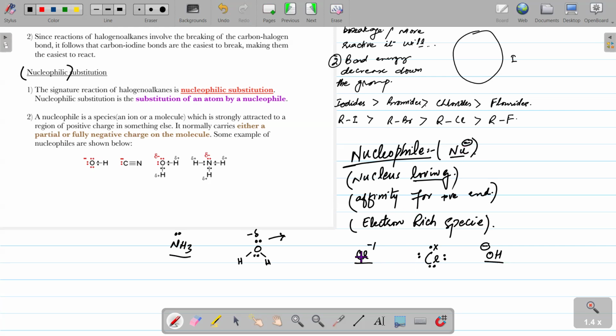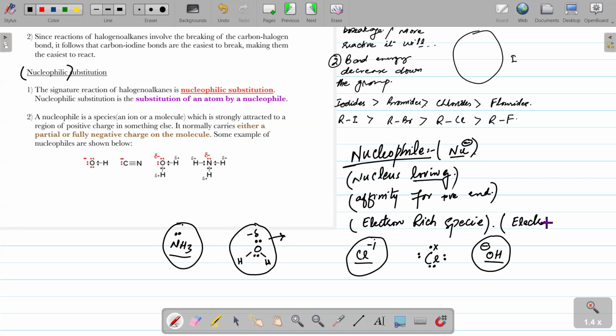So nucleophile can be negatively charged species like these, or it can be a neutral molecule as well, which has extra electrons on it, which can donate a pair of electrons and make a dative bond. So in other words, we can also say that it is an electron pair donor, right? Electron pair donor to make the dative bond with the positive end.